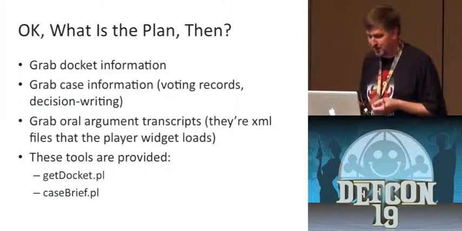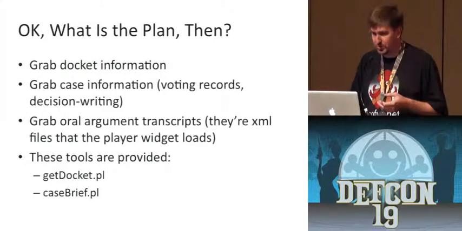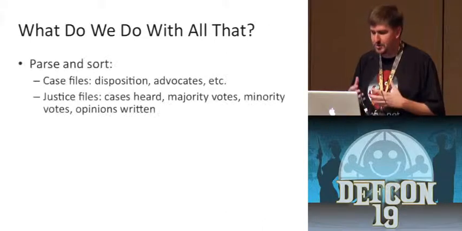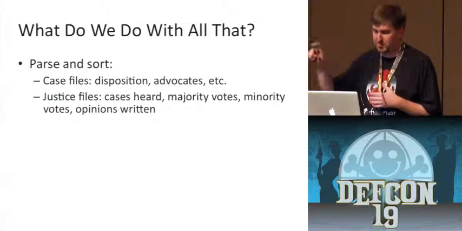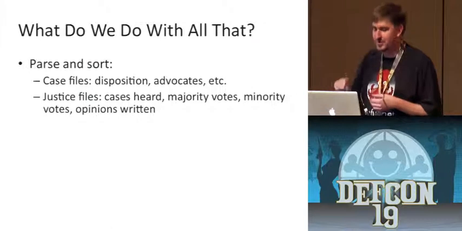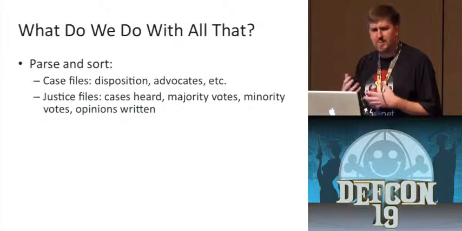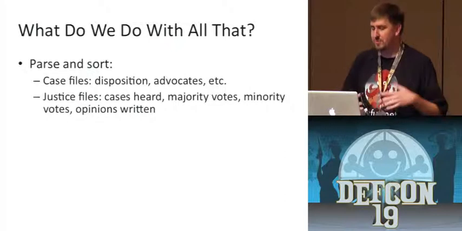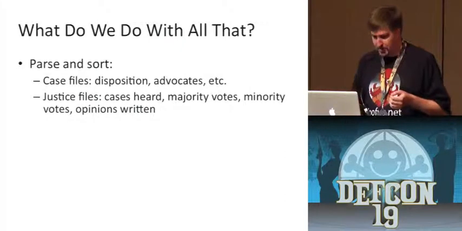Get docket and case brief. Basically they're just information harvesting tools. They'll pull this stuff down for you. So what we're going to do with that is parse it and sort it. For each case, I recorded the disposition, who the advocates were, and the facts that I could get out of there that were easy facts. And then for each justice, I made a file that contained the cases they've heard, the cases where they voted with the majority, the cases where they voted with the minority, cases where they've written an opinion, et cetera, et cetera. And so that was all good fun.